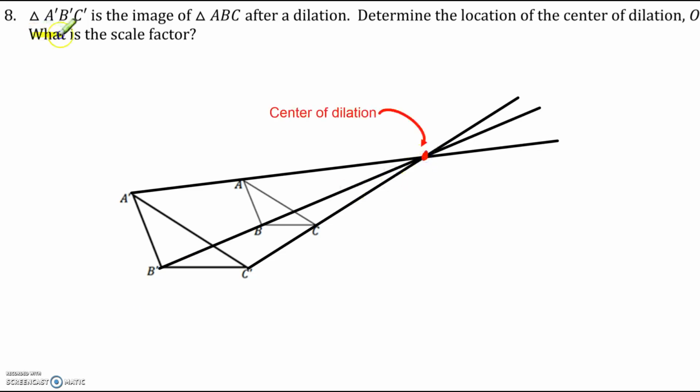and this point is your center of dilation right there. Now it does also ask for the scale factor, but since there's no numbers here, remember that we can represent the scale factor using the letters. So we would take a side from the image, like A prime B prime, and we would just put the name of it under the corresponding side from the original, AB. And so that's the scale factor.